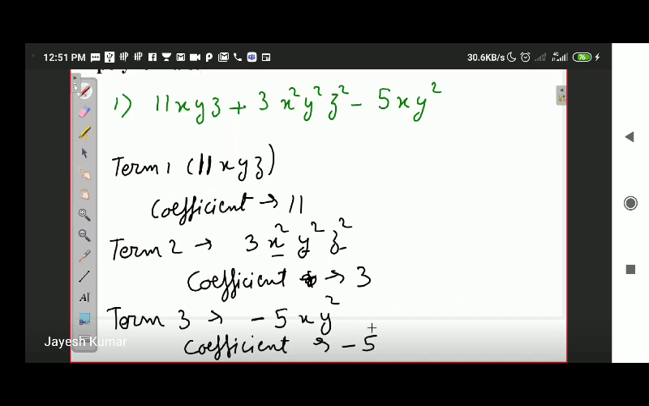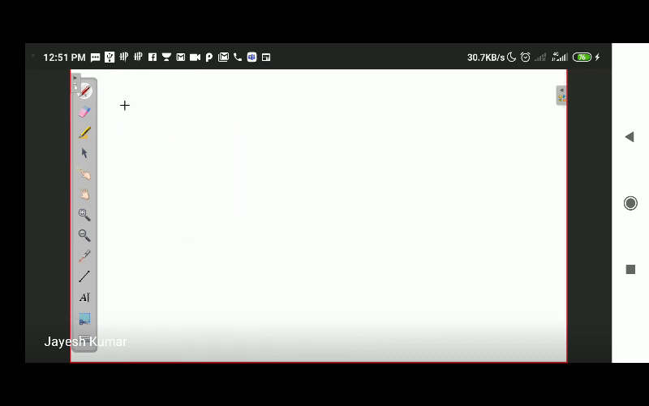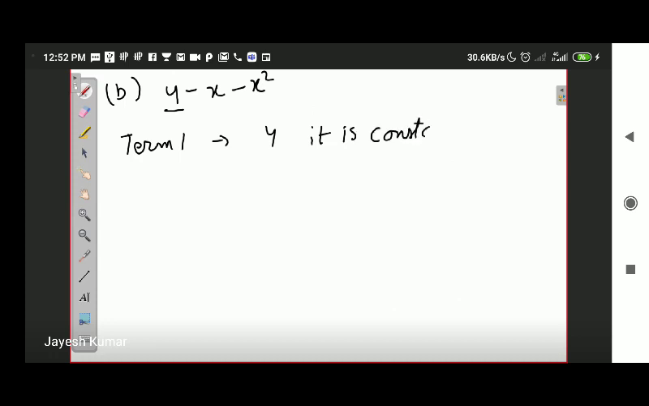Okay, let's take another one. Let's take its B part. B part is 4 minus x square. Okay, so 4 is a constant, but still it will be considered as a term. It is 4 and it is constant. So as 4 in itself is a constant, there is no variable, so no coefficient part.